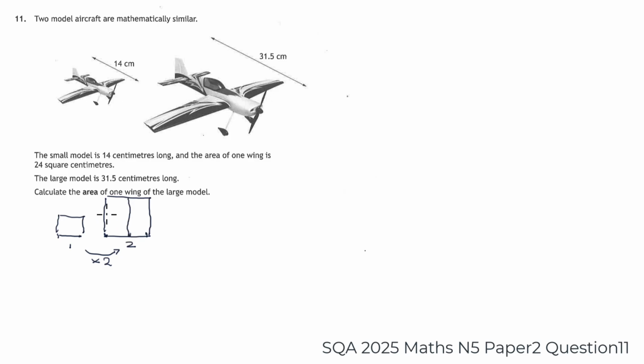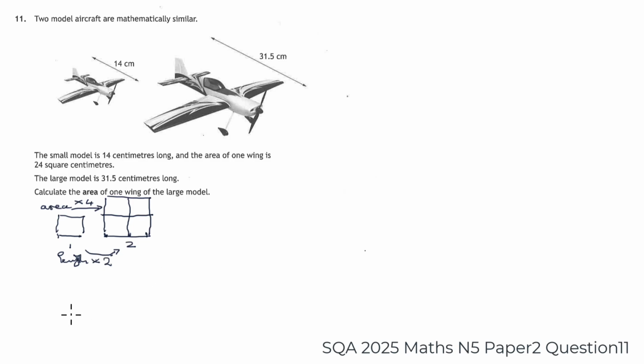But if we double the lengths, we get an area of 4. So whereas the length scale factor was 2, we doubled the lengths, the area scale factor has been multiplied by 4. And 4 is 2 squared. So the area scale factor is the square of the length scale factor.